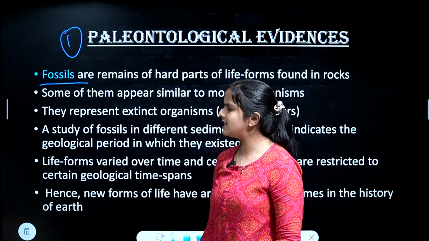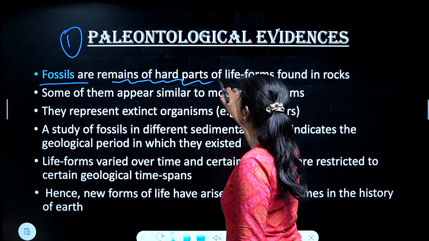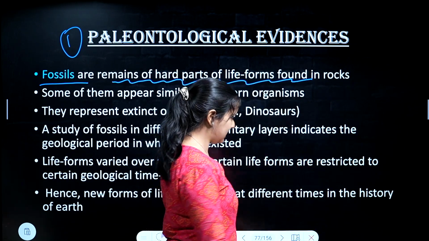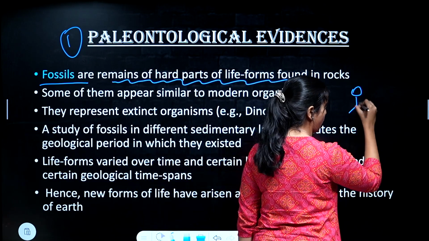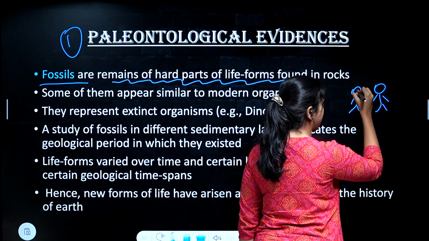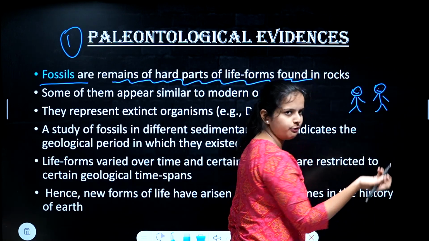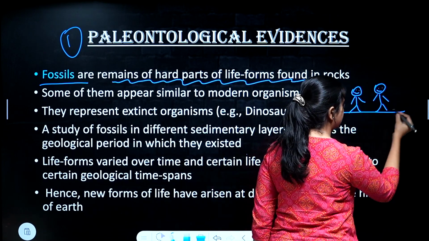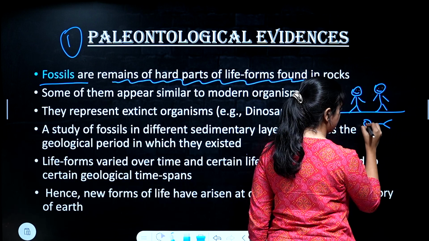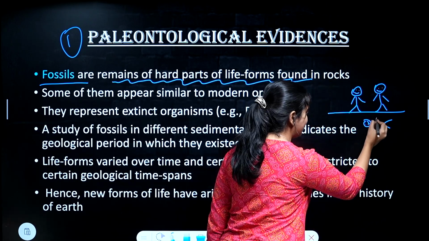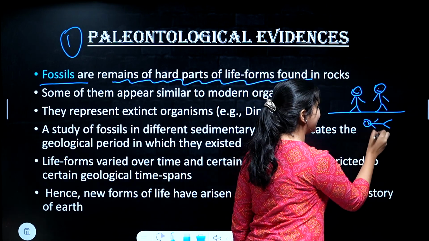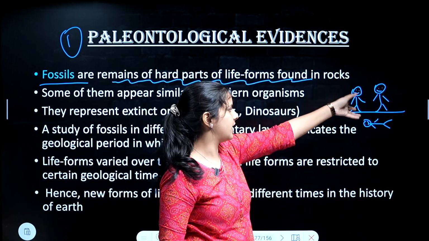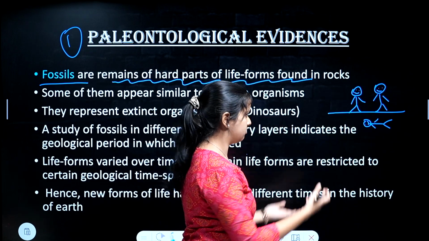And what do you mean by fossils? Fossils are remnants or remains of hard parts of life forms found in rocks. So what actually happens is that there will be life forms on Earth. It could be any life forms. Let's imagine it's humans. So we die, and as we die, we are buried in the ground, right? Whatever the organism is, we die, and we are buried in the soil.